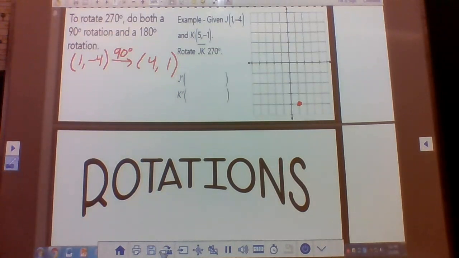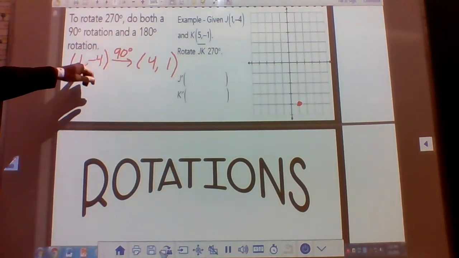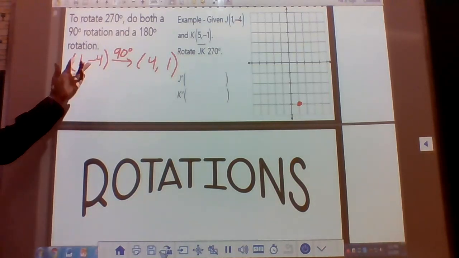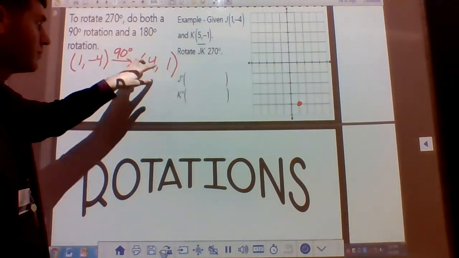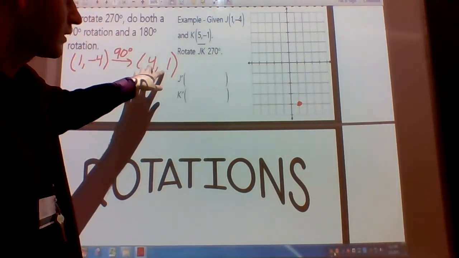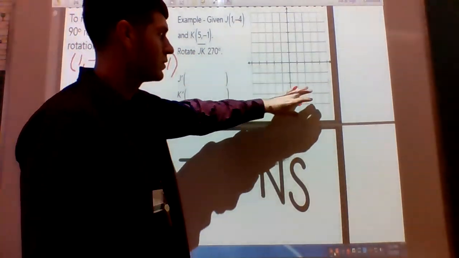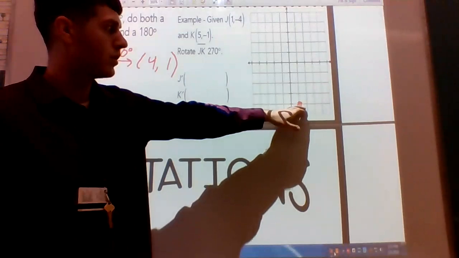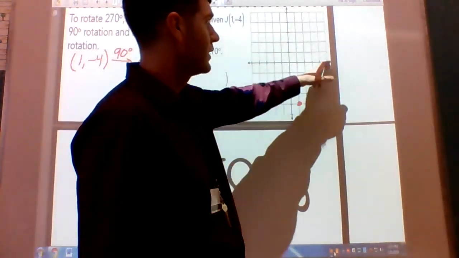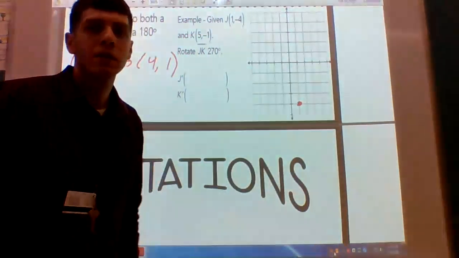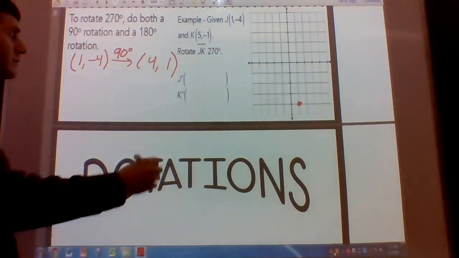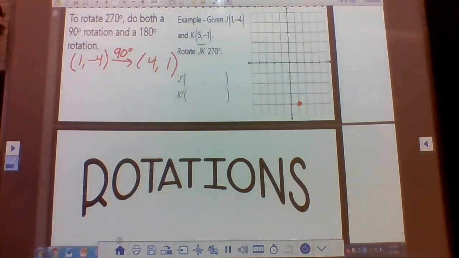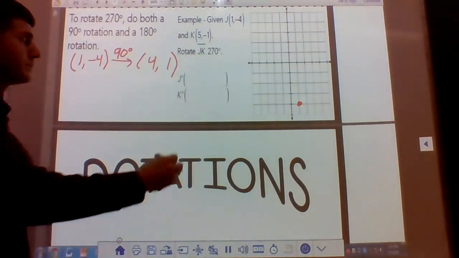And then step 2 is we have to figure out what quadrant we're going into. So again, we don't care about this negative. We just wanted to take 1 and 4, flip them. Then we want to figure out what quadrant it's going into to figure out the signs. So 1, -4 is in quadrant 4. If we do a 90-degree rotation, it's going to end up in quadrant 1. The signs for quadrant 1 are positive and positive, so we're just going to leave it at 4, 1.